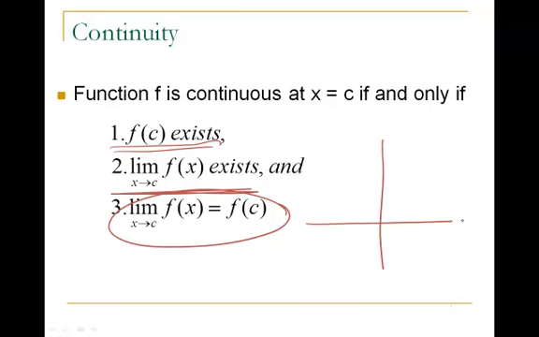So let me give you another example from our previous page. In this example, f of c exists. There is a value. Let's say it's at y sub 1. F of c does exist. The limit does exist. The limit as x approaches c is a value y sub 2. However, the limit does not equal the function value. Therefore, it's not continuous.